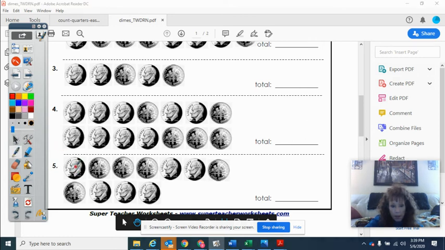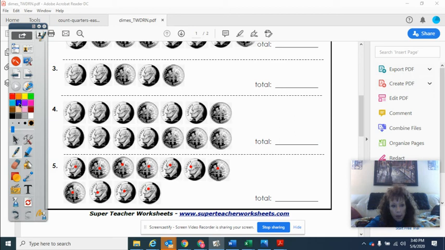Got 10, 20 cents, 30, 40, 50, 60, 70, 80, 90, $1, $1.10. Let's count them again to be sure.